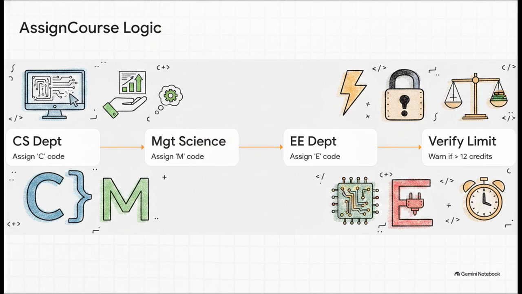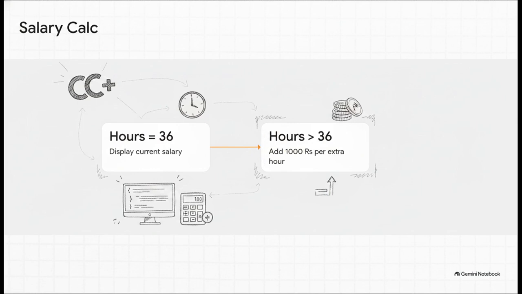You have to build in a verification step that prints a warning message if the total assigned credit hours go over 12. As for the salary function assignment, you'll want to trace these explicit steps to calculate the overtime bonus correctly. Check if the faculty's working hours are exactly 36. If they are, easy, just display the current salary.